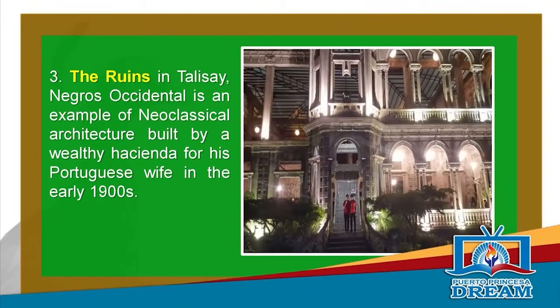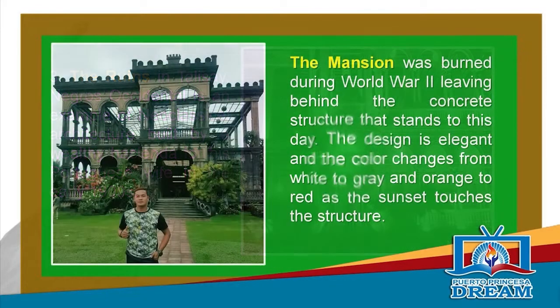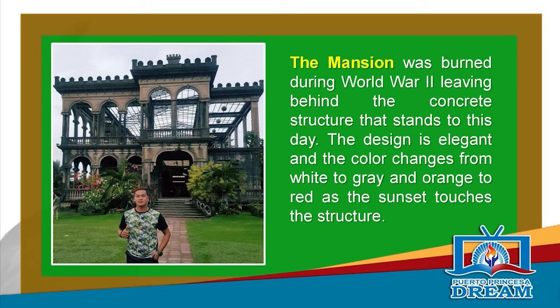The Ruins in Talisay, Negros Occidental is an example of neoclassical architecture built by a wealthy hacendero for his Portuguese wife in the early 1900s. The mansion was burned during World War II, leaving behind the concrete structure that stands to this day. The design is elegant and the color changes from white to gray and orange to red as the sunset touches the structure.